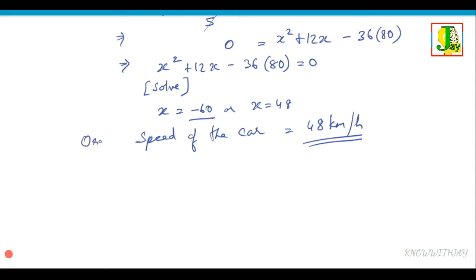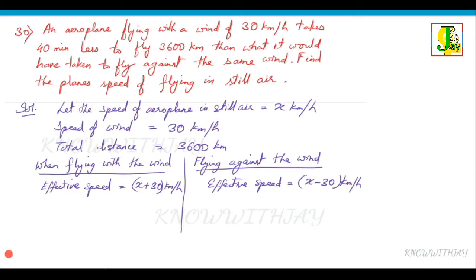That's the original speed we are talking about, because the new speed is 12 km per hour more than this. And this is a different type of question where you have an aeroplane flying. The speed of the aeroplane is not given. Rather, the speed of the wind is given.